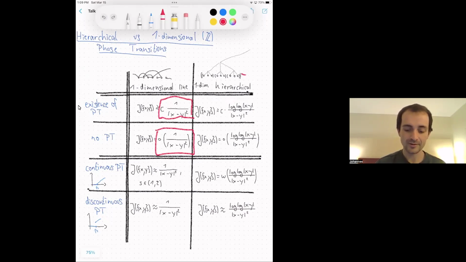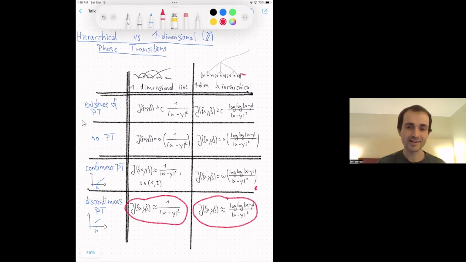On the other hand, about the continuity or discontinuity of the phase transition: for the one-dimensional version on the line, we know there's a continuous phase transition when s is between 1 and 2, and a discontinuous phase transition when s equals exactly 2, so when we have exactly this type of decay. We see something similar on the hierarchical version. When j is exactly this critical profile, we have a discontinuous phase transition. This log divided by |x minus y| is exactly what we see here and here. So when we're exactly at the lower critical dimension, we have this discontinuous phase transition, and a continuous phase transition if you're slightly away from this critical line.